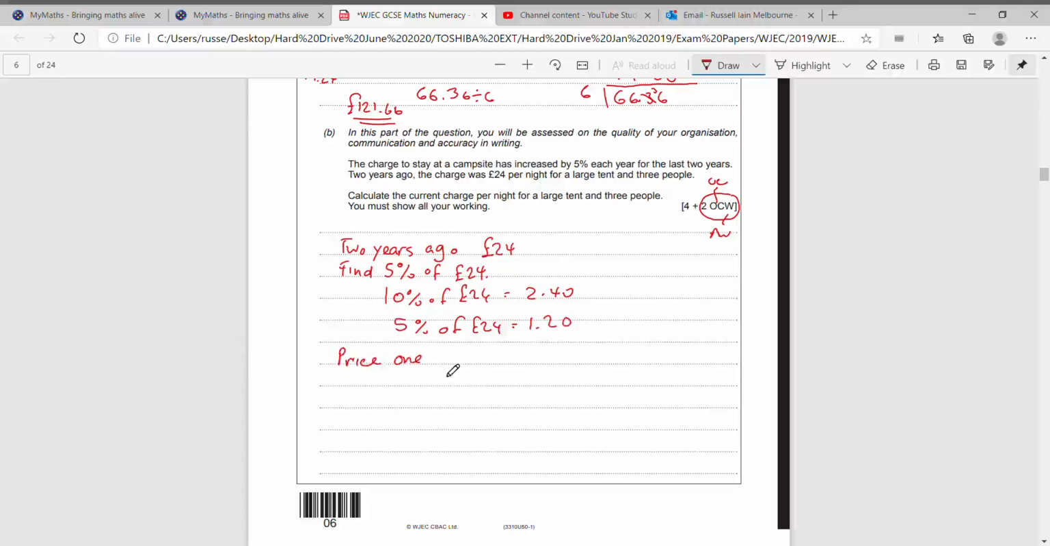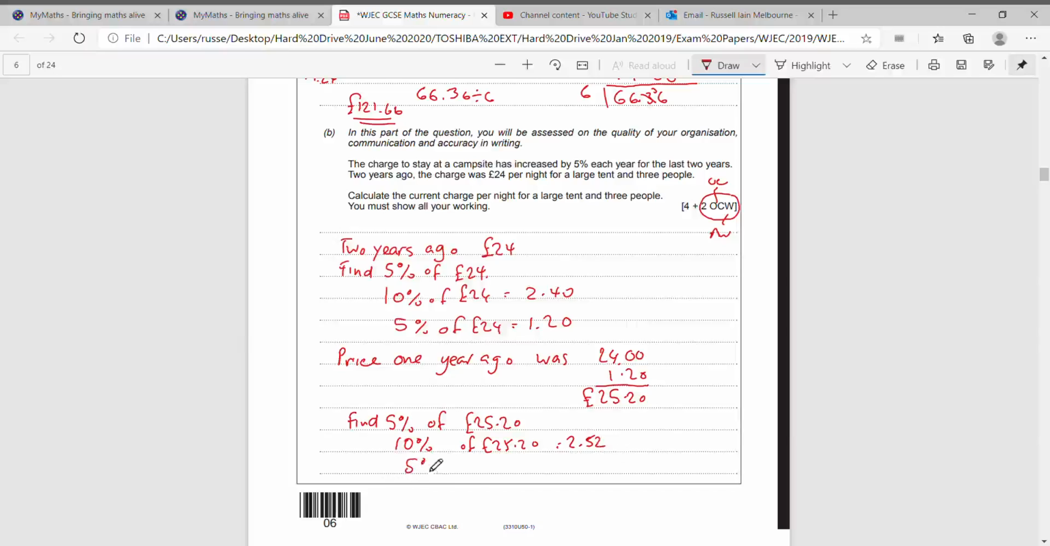So the price 1 year ago was £24 plus £1.20, which is £25.20. Don't forget my units. So I'm going to now find 5% of £25.20. So 10% of £25.20 is £2.52.